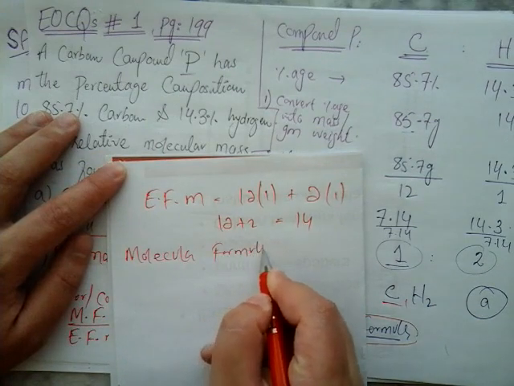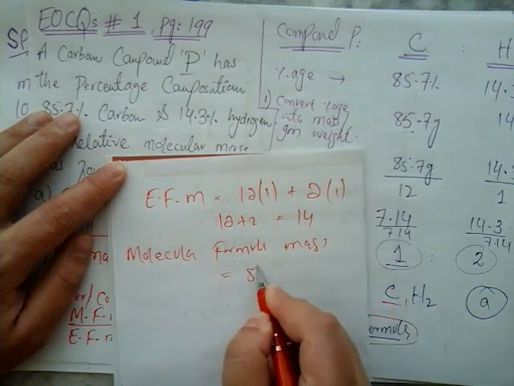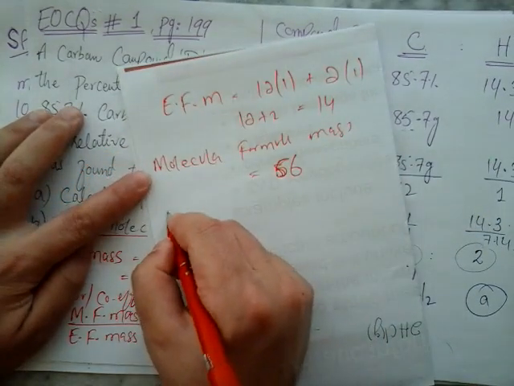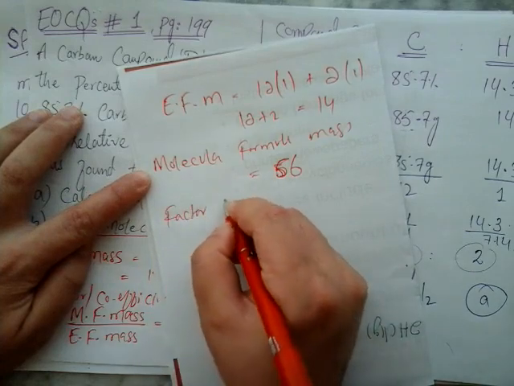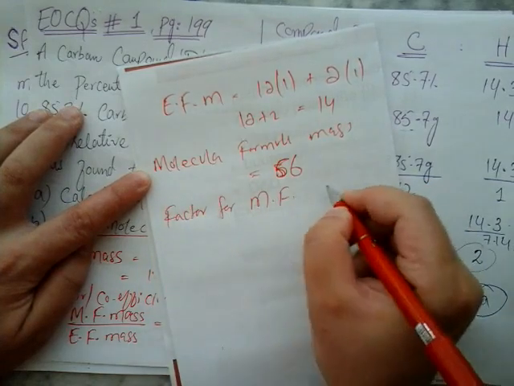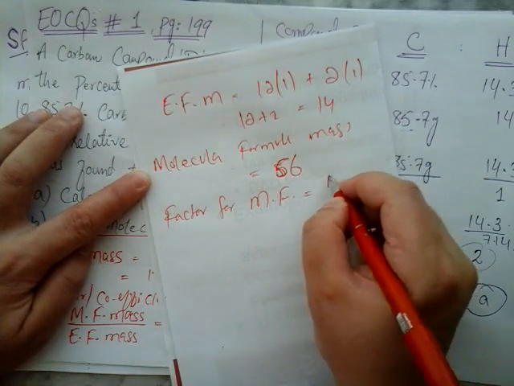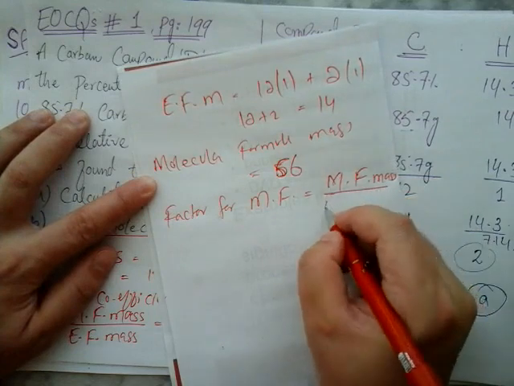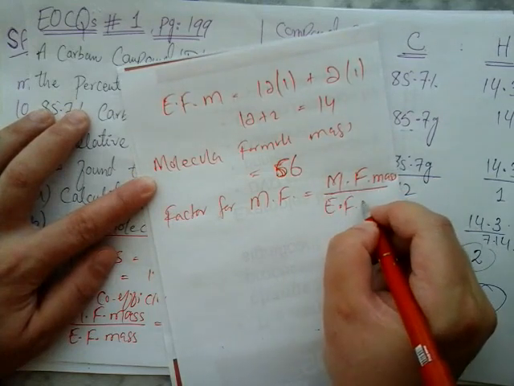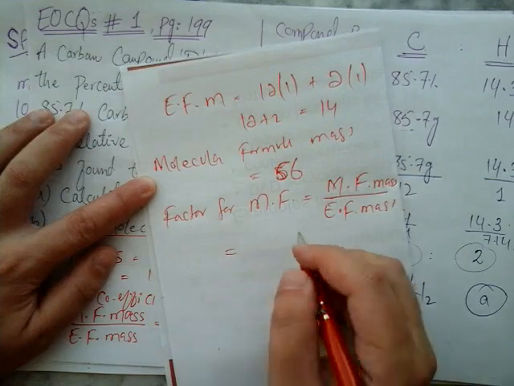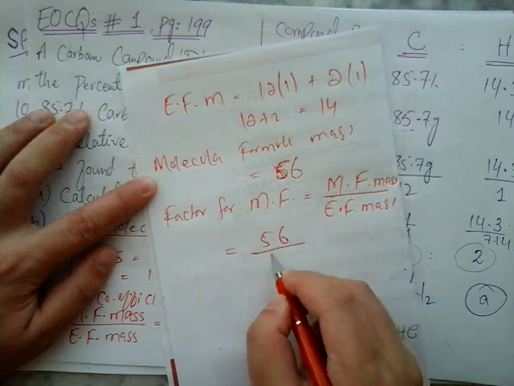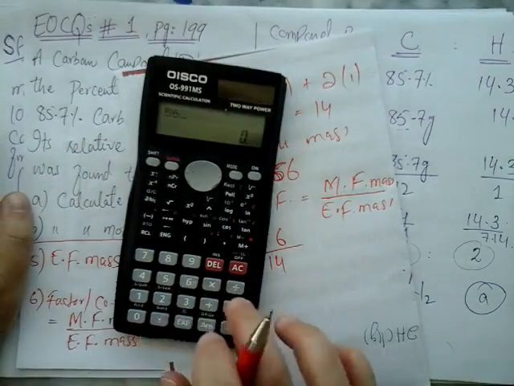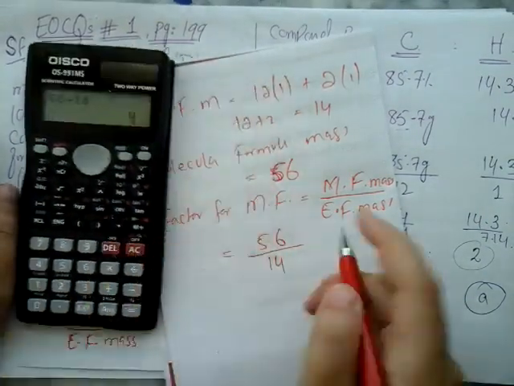Molecular formula mass is given, that is 56. Okay, and we have to find the factor for molecular formula, and that is equal to molecular formula mass divided by empirical formula mass. So here we get 56 divided by 14, which comes out to be 4.